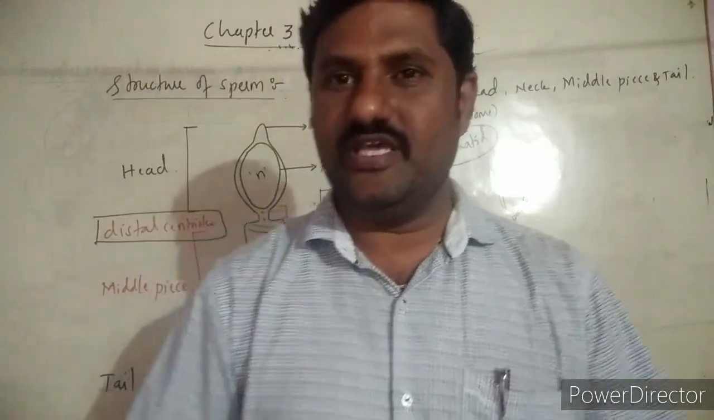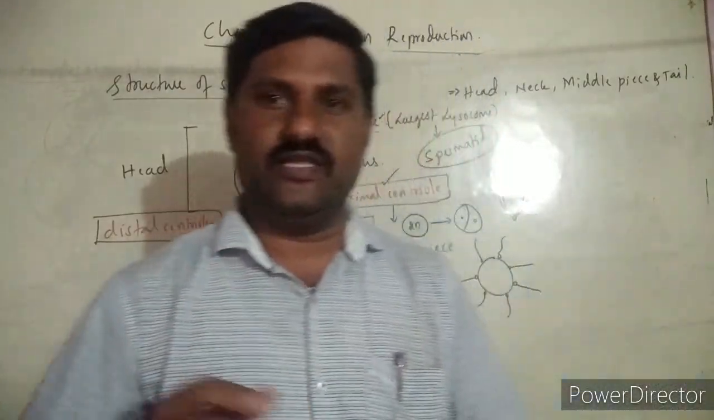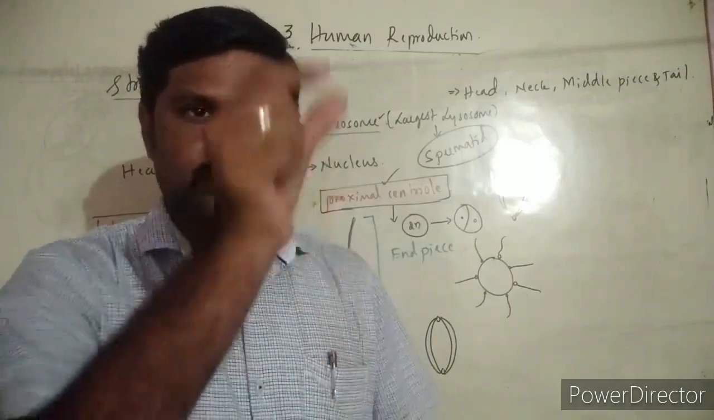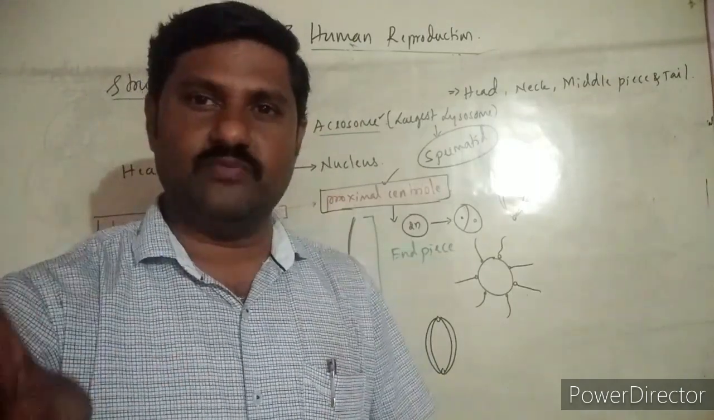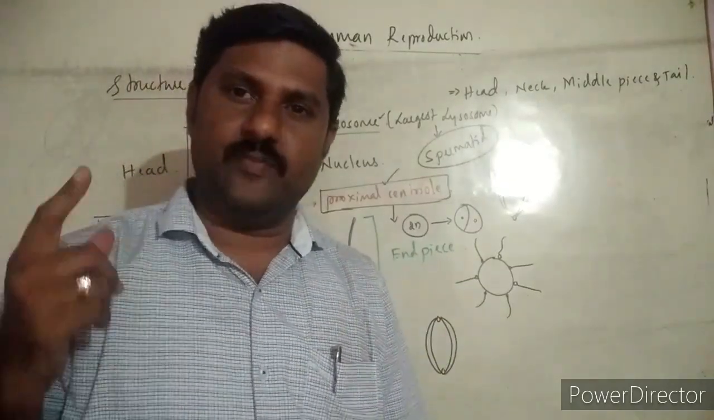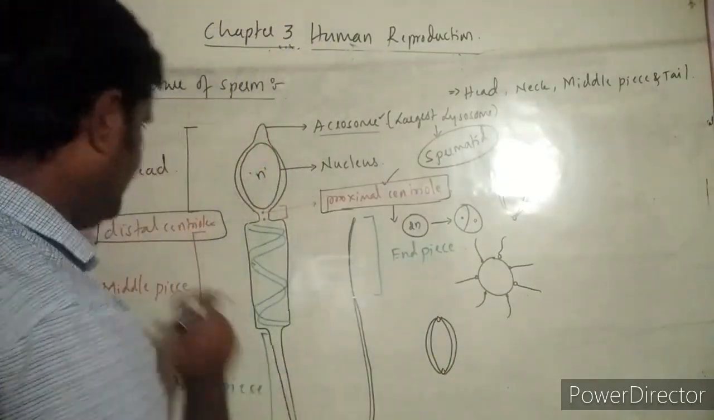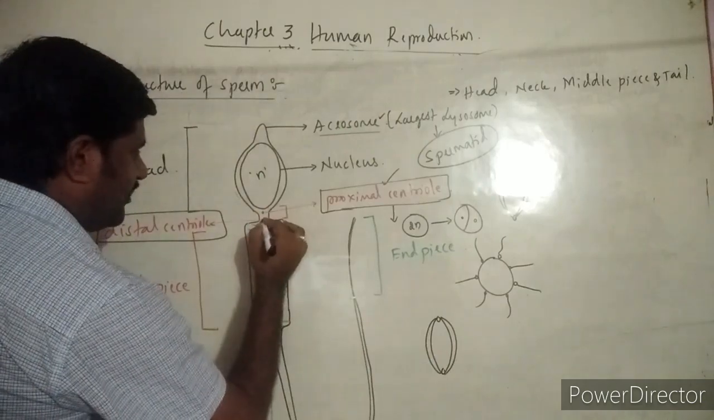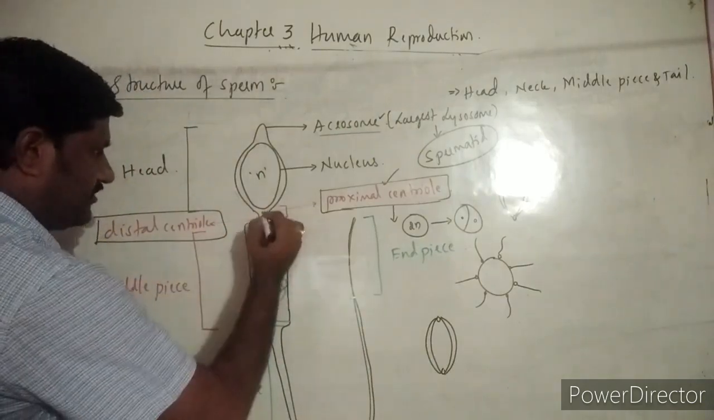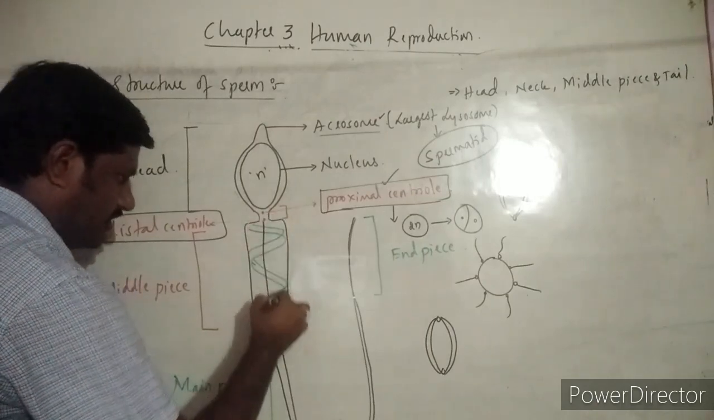So axoneme, you might have remembered, in the flagella. There you will come across, from the centriole, the axoneme is formed. What is it called? Axial filament, it is also called. See here, this distal centriole is going to form what?